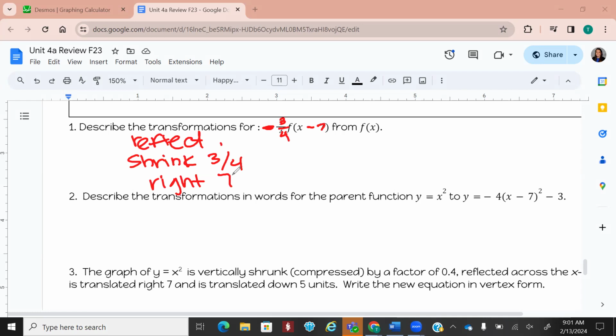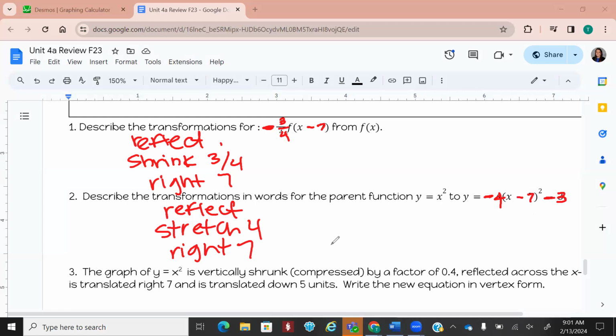Okay. Now, number 2, it says describe the transformations. So we've got a negative. What does that mean? Reflection, right? We've got a 4 out front. Is that a stretch or a shrink? Stretch of 4. Okay. We've got a -7. What does that mean? Right 7. And then -3, what does that mean? Down 3.